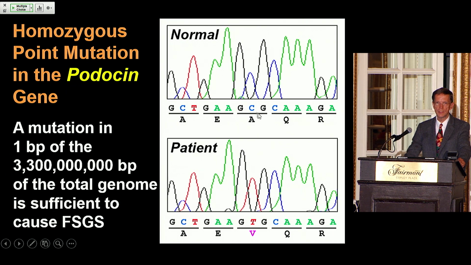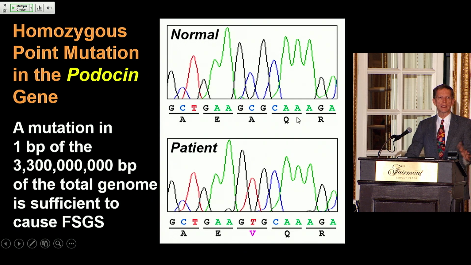And in this patient, a cytidine is replaced by a thymine in this point mutation here, which changes the triplet codon, which then encodes not an alanine, but rather a valine. That changes the structure of Podocin and thereby its function and causes FSGS in this child.